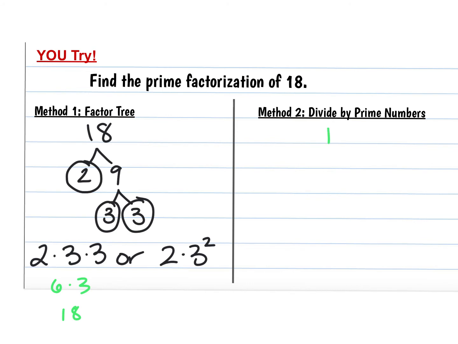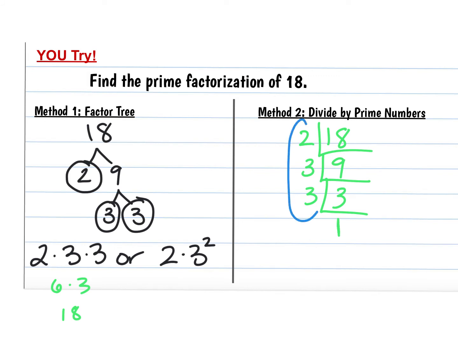Division by prime, so I start with 18. I like to start with the smallest prime I can, which is 2. And then the smallest prime I can divide 9 by is 3. And again, I like to make sure and get all the way down to only 1, so then I can see that my prime factorization of 18 is 2 times 3 times 3, or 2 times 3 squared. So noticing both methods gets me to the same place.